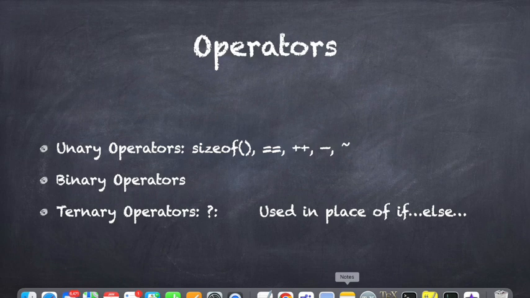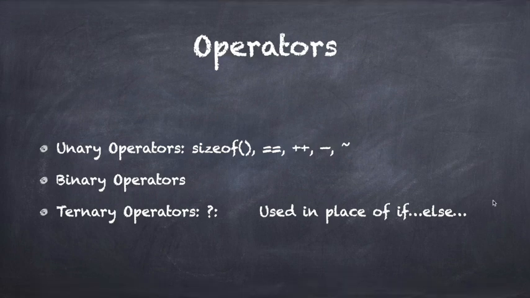Okay, so now let's start discussing the operators. Well, C supports 3 different kinds of operators. They are namely the unary operators, the binary operators, and the ternary operators. Now when we talk about the unary operators, the first operator that comes to our mind is the sizeof operator, which we have already discussed in our previous lab session. Apart from this, we have got the ++, the --, and the tilde symbol, which are the unary operators present in C. We will see one by one how they work.